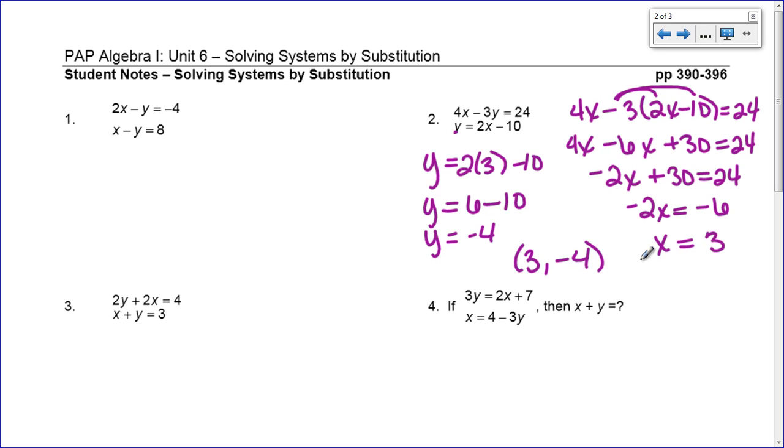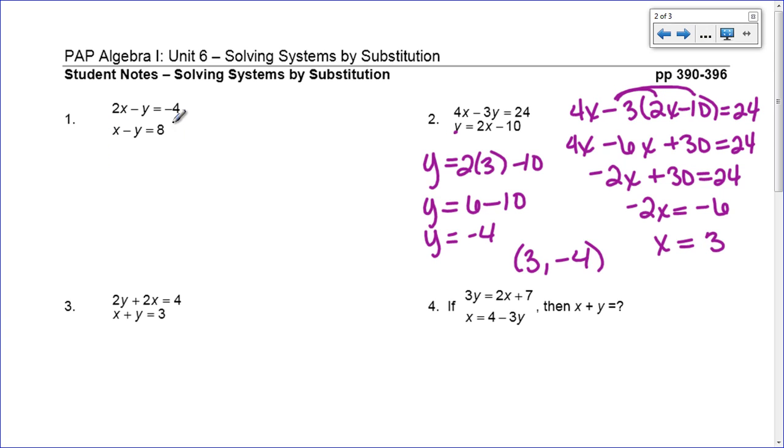Now if you look at question number 1, we're going to back up and go over here to number 1. We're going to go back to step number 1 that says if needed, get a variable by itself. Well, if you look at the 2 equations in number 1, you have 2x minus y equals negative 4, and you have x minus y equals 8. You don't have any variables by themselves. You don't have anything that says x equals or y equals. So we've got to make that happen first.